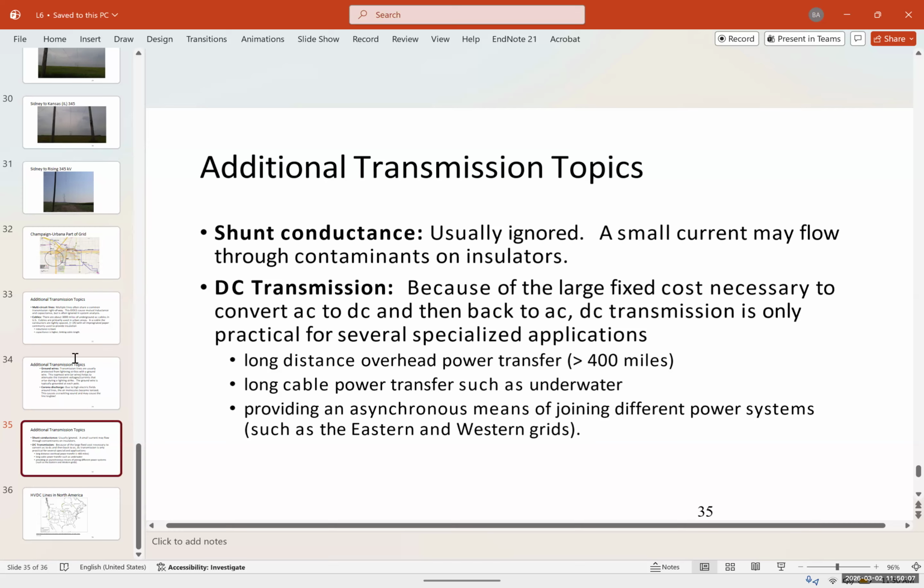or long cable power transfer, such as underwater, or if you want to connect two completely different grids, like Europe to America. One has 60 hertz, the other different voltage, different frequencies. If you want to connect them, it's easier to convert to DC, transmit it, and then convert it back to AC. They are getting a lot of traction in wind as well. So offshore wind, a lot of them convert to DC and transmit using DC because it's easier to manage the frequency. Because if the wind doesn't blow or blows very fast, you're going to have different frequencies, so you can manage that if you convert it to DC.